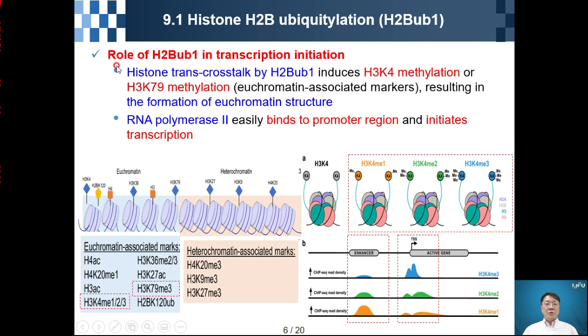So this is the role of H2B-UB1 in transcription initiation. Let me summarize it again. H2B-UB1 induces H3K4 methylation and H3K79 methylation. These markers are euchromatin associated markers, resulting in the formation of a euchromatin structure. It means that RNA polymerase II can easily bind to the promoter region and initiate transcription.